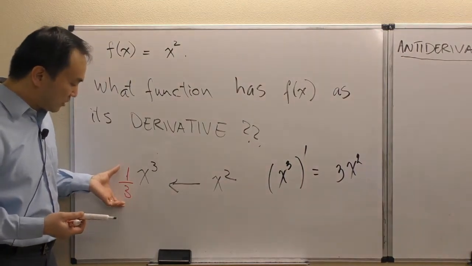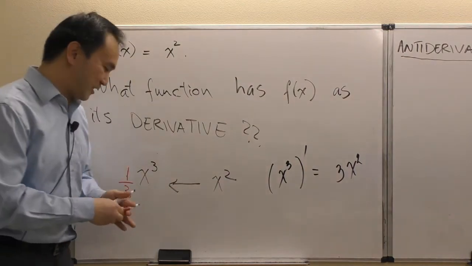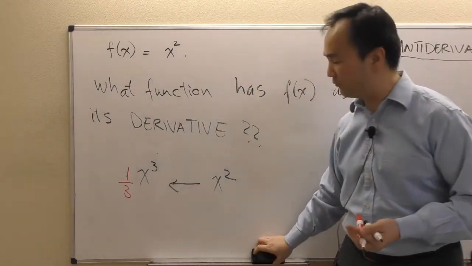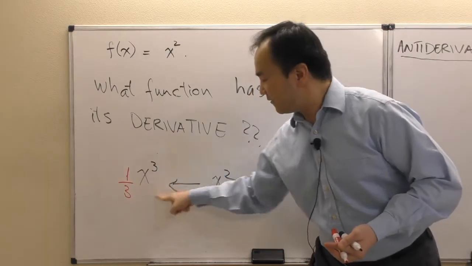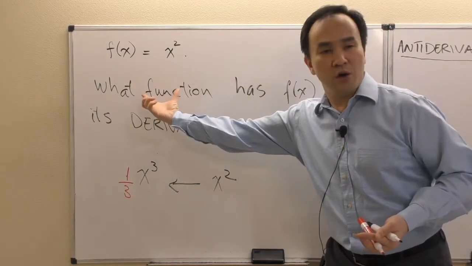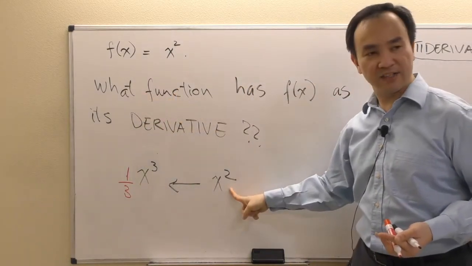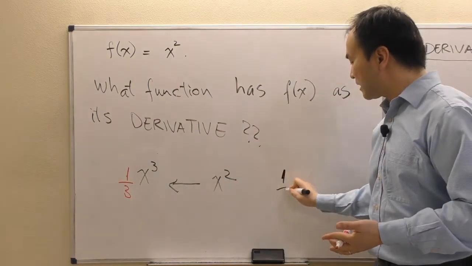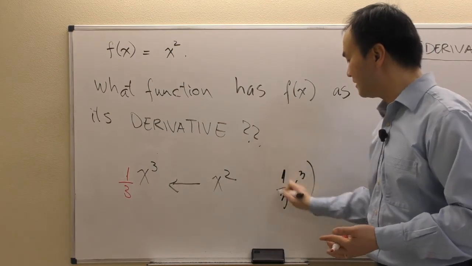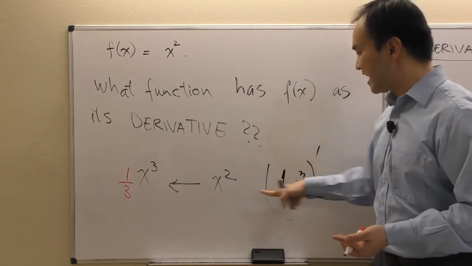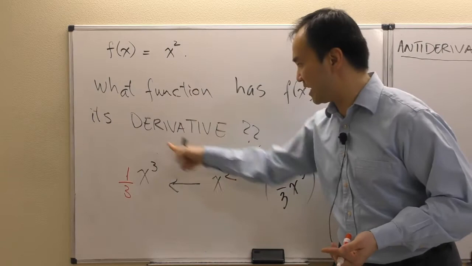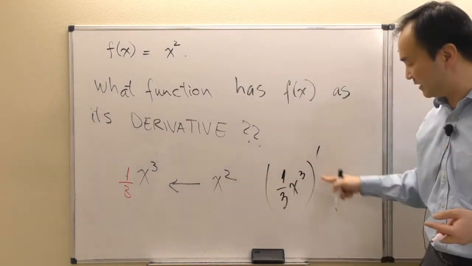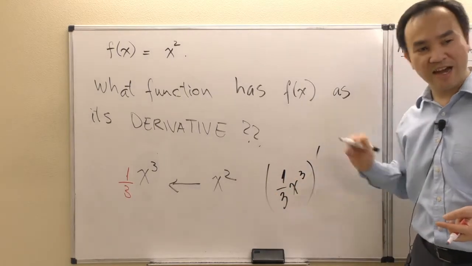Why 1/3 multiplied with x cubed? Let's find out again. As I said earlier, if we believe that 1/3 x cubed is the function having x squared as its derivative, then how do we find out? The only way is to take the derivative of 1/3 x cubed.